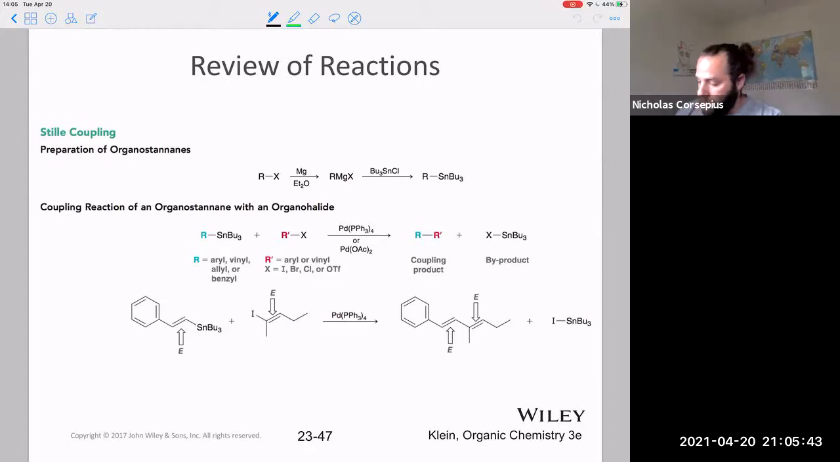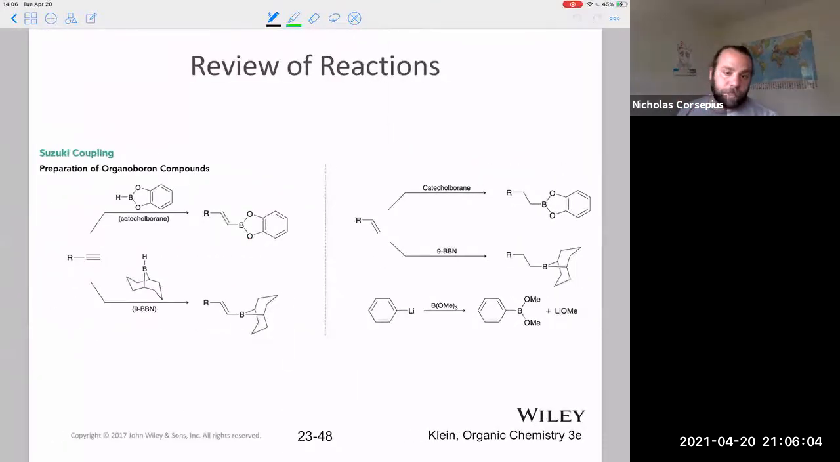Okay, so just to summarize here, these slides are going to be great for when you're doing your review. We know how to prepare our organostannane for the Stille coupling. We then have the coupling reaction and, importantly, the limitations on those R groups. And then this next thing here just demonstrates how we preserve our stereochemistry, or that they are stereospecific.